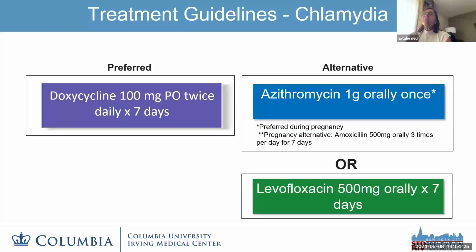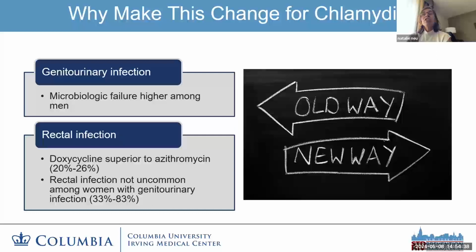So the treatment guidelines again in 2021 changed for chlamydia. It's doxycycline twice a day as the preferred regimen with azithromycin as the alternative. Next slide. It changed as well because of microbiologic failures, and especially in men and men with rectal disease. Next slide.